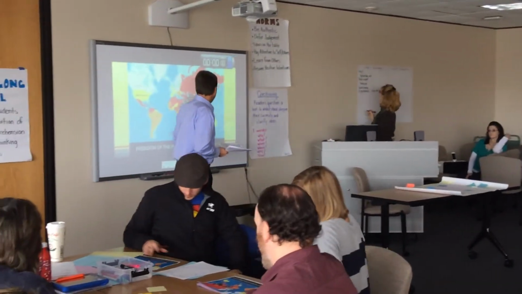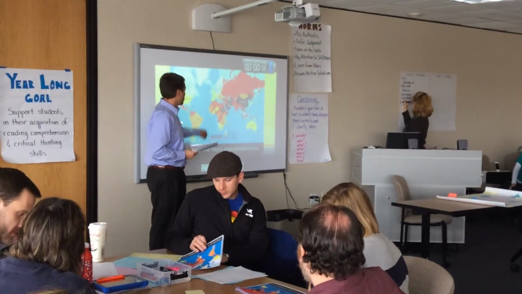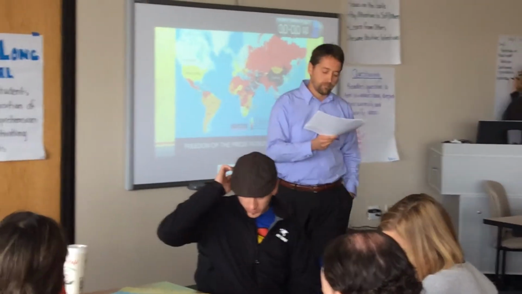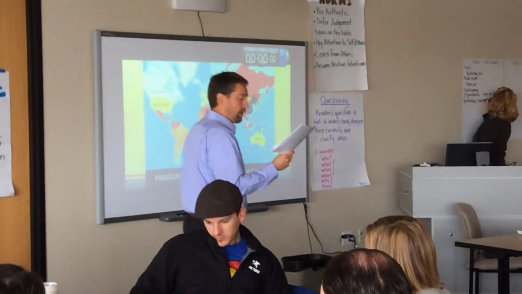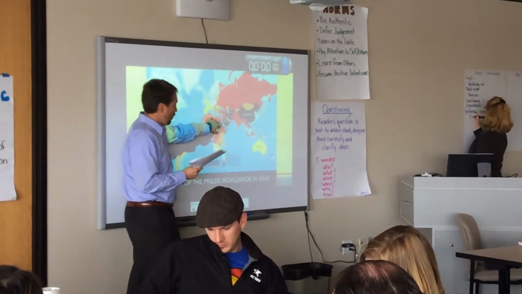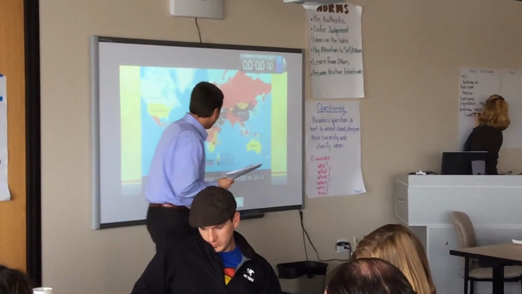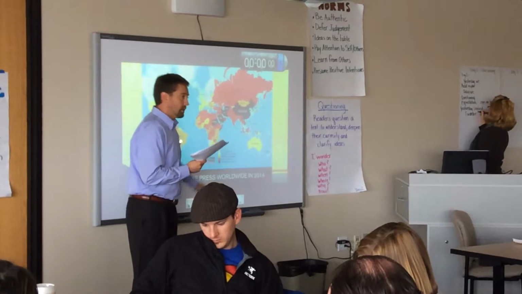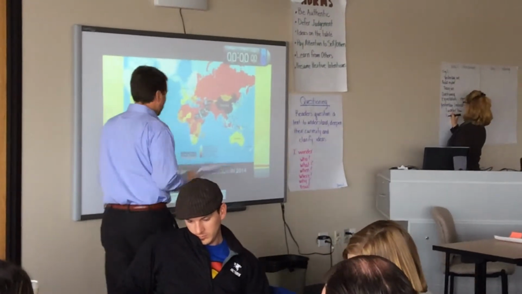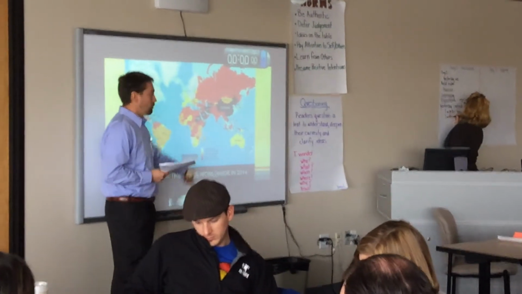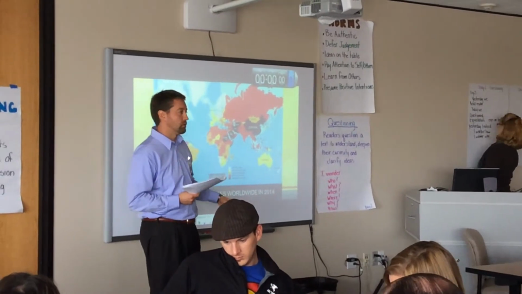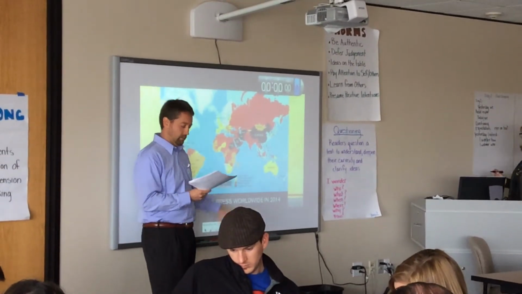Yesterday, I noticed the title, the colors, the orientation of the map. I wonder how these countries were given all of their colors. I wonder who Reporters Without Borders is. I wonder where this organization is based out of. What part of the world is Reporters Without Borders' home base?